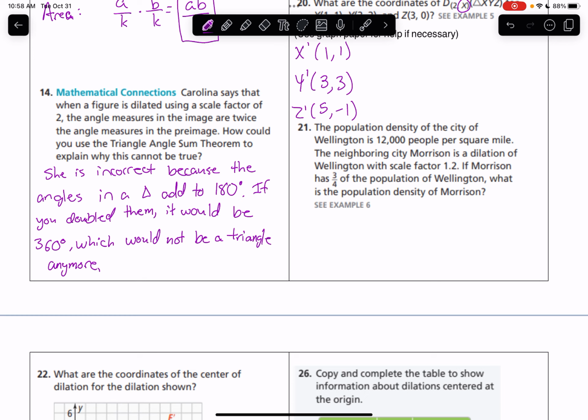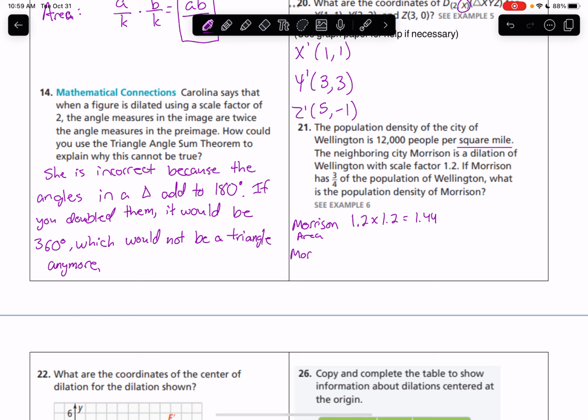So if we're using square miles here, if I'm thinking of a 1 by 1 square mile for Wellington, I could think of a dilation of the square miles for Morrison. And I could say that the Morrison area per square, quote-unquote, mile is not going to be 1 mile by 1 mile. It's going to be 1.2 times 1.2, which is 1.44. So Morrison has 1.44 times the area of Wellington. But Morrison also has 3/4 the population of Wellington.